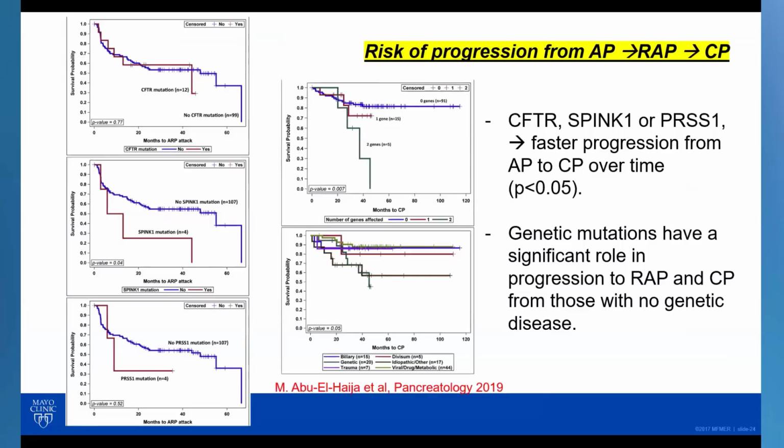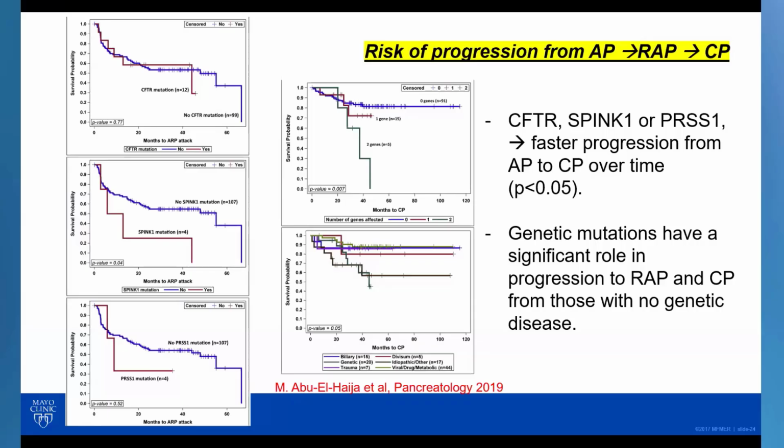Now, also we know for a fact that those individuals with an underlying genetic cause are at higher risk of having acute pancreatitis progress into recurrent, into chronic pancreatitis compared to those without an underlying genetic etiology. So here's a study from Cincinnati Children's by Maisam Abu Haija, published in 2019, that basically evaluated patients with genetic induced disease versus those who are not, and looked at the risk of recurrent as well as chronic pancreatitis.